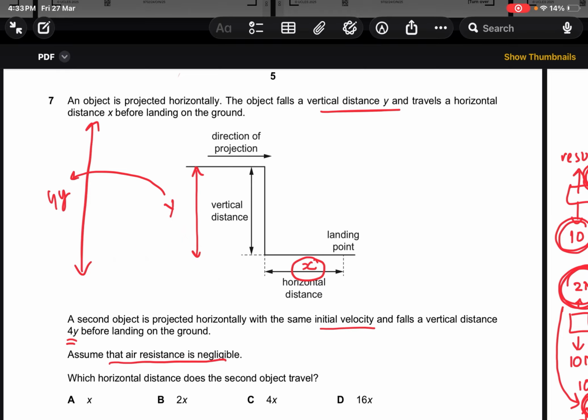Remember one thing, that in projectile motion, the vertical distance and the horizontal distance are two separate things. They're two completely separate things. You say that the object falls like this, but there is no equation that's going to make you deal with vertical and horizontal distance in the same essence. They're two different things. We deal with them differently. We use different equations for each one of them. So you cannot think that, okay, if it's going 4y, it's going to be 4x. No, there's no relation like this.